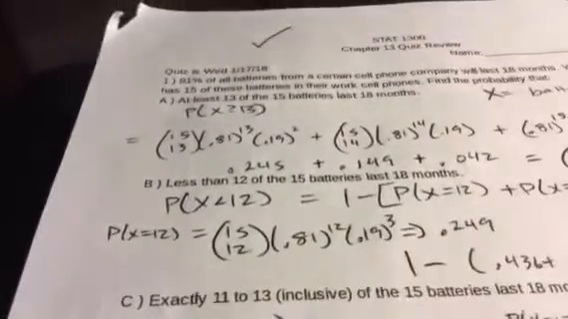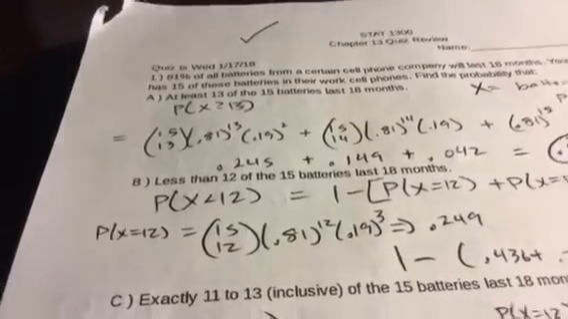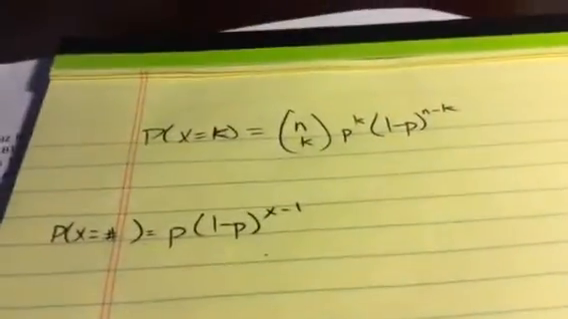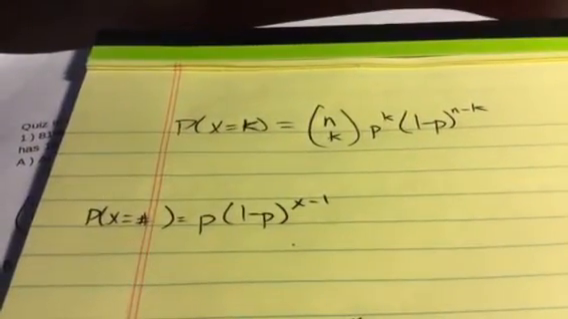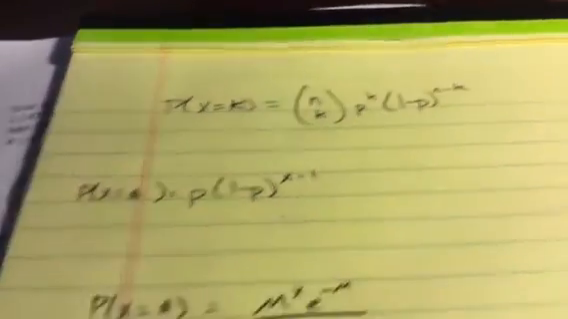Taking a look here at numbers 1 through 4. We are using the binomial distribution here, and folks, here is a rough draft of what I will give you formula-wise. This is the binomial distribution. You're going to have to know how to use it.